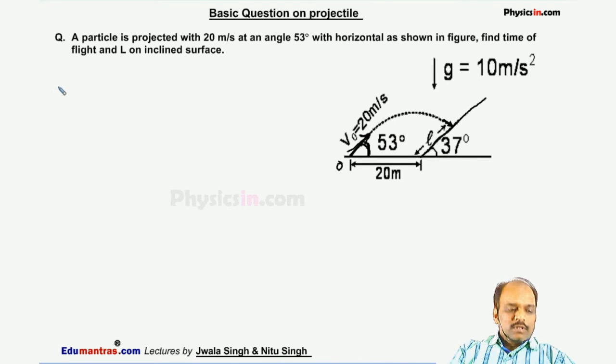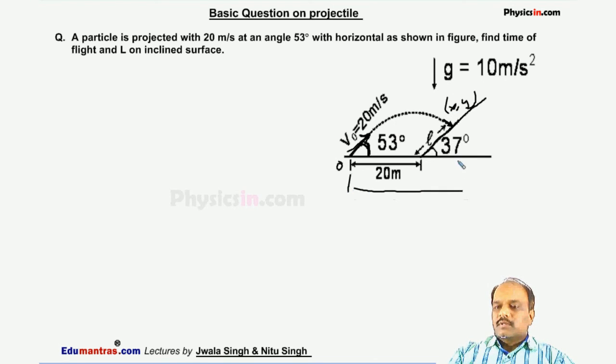So first we resolve the horizontal and vertical component of velocity. Let this coordinate be x and y. So we can say the total horizontal displacement, this length is L cos 37 degree, and this distance is L sin 37 degree. If we see this triangle, this is L cos 37 degree, this is L sin 37 degree.